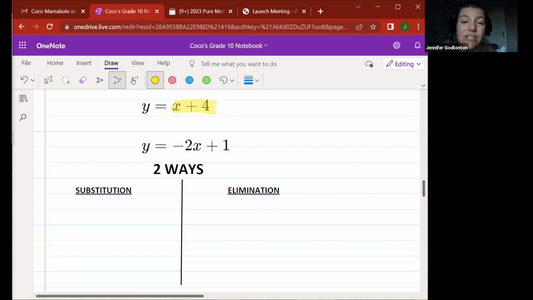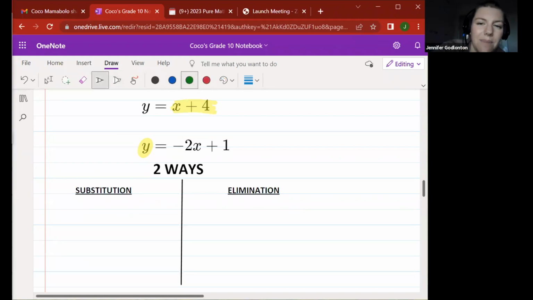So this equation is telling us that y is equal to x plus 4. This is that same y. So y is x plus 4 and x plus 4 is y. We can then use substitution to say that they would be the same thing.